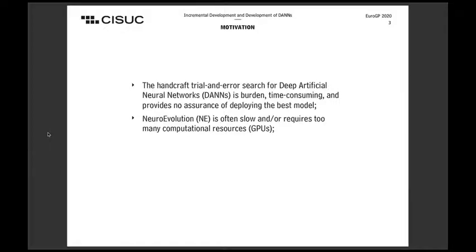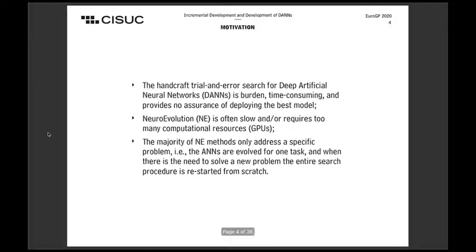However, NeuroEvolution is often known for being slow and requiring too many computational resources. And the reason for that is that as a process that is based on evolutionary computation, we need to assess the quality of the candidate solutions, which often involves training the neural networks that are generated throughout evolution, which, as we know, when dealing with deep artificial neural networks, is very costly and time demanding.